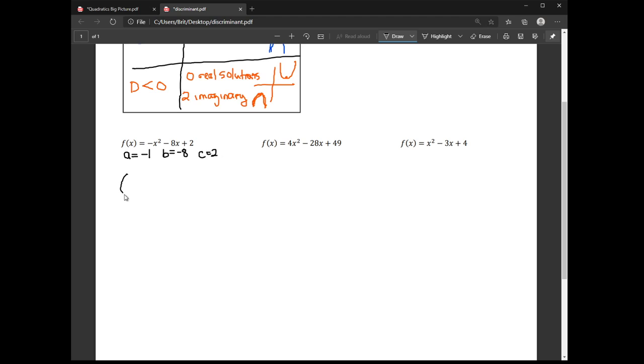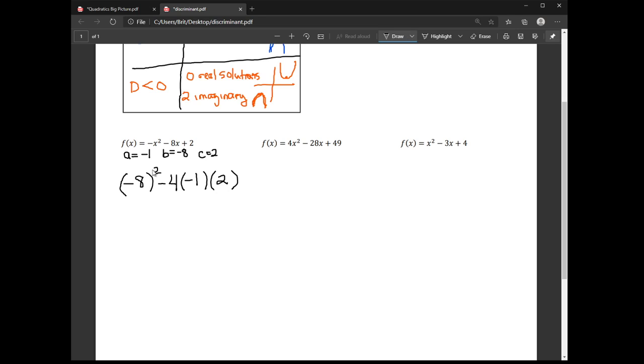So then I take my format, b squared minus 4 times a times c, and I plug those in. Now it's important that when you are substituting into your equation, you use parentheses, because, for example, negative 8 squared is 64, but negative 8 squared without parentheses is negative 64. So if you don't use parentheses, you're going to lose signs and then you won't get to the right answer. So make sure you're following your parenthesis rules.